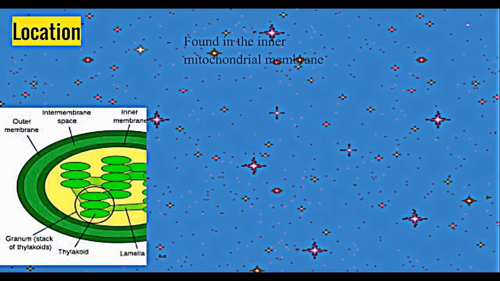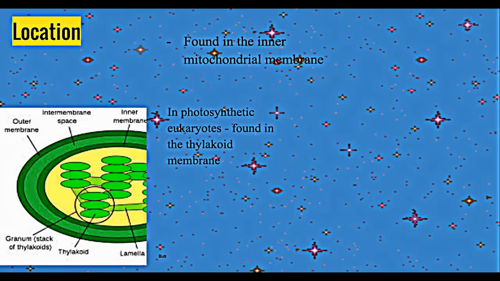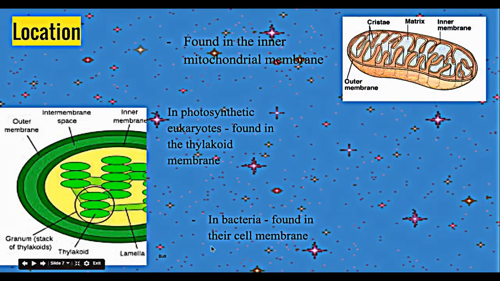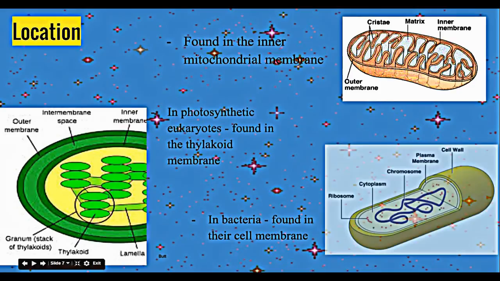So, location. In animals and other such organisms, they are found in the inner mitochondrial membrane. And in photosynthetic eukaryotes, they are found in the thylakoid membrane, things such as plants, as you can see here. And in bacteria, which are obviously the much simpler cellular types, they are found in the cell membrane, as you can see here.